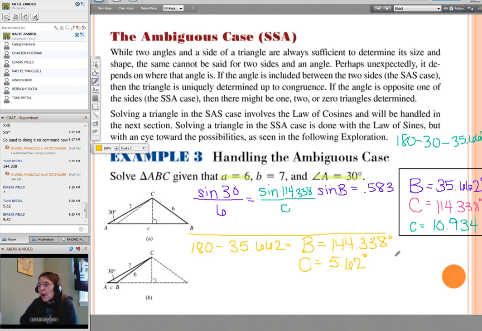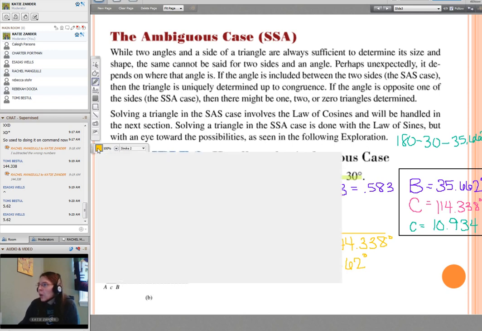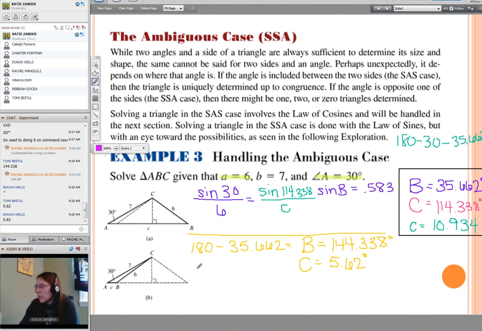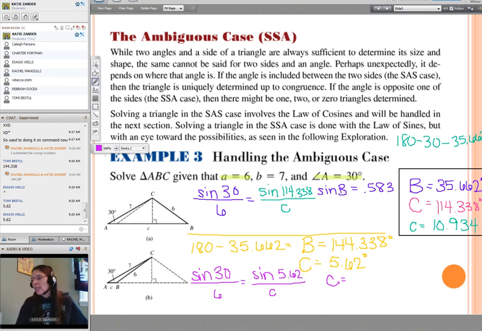So we've got 2 of the 3 missing pieces already. Now we've just got to set up a ratio or a proportion to help us solve for side C. So to find side C in this scenario, we're still going to use sine of 30 over 6. But now the second ratio becomes sine of 5.62 over side C. So again, using cross multiplication pretty quickly here, what is side C going to equal in this second scenario? And it looks like it's probably going to be a much shorter measurement than we had originally.